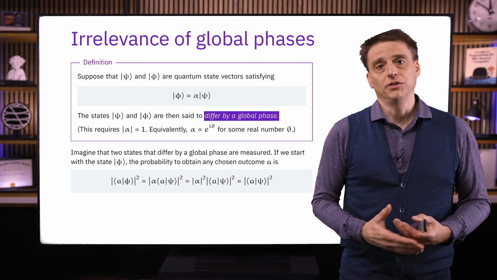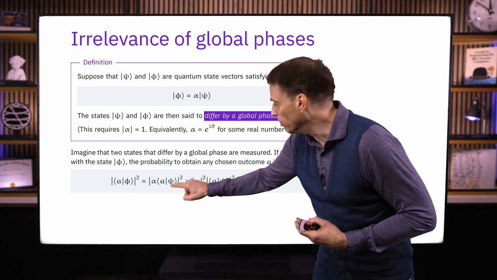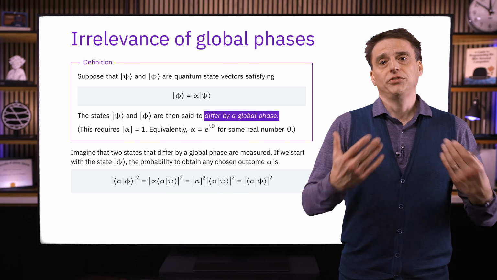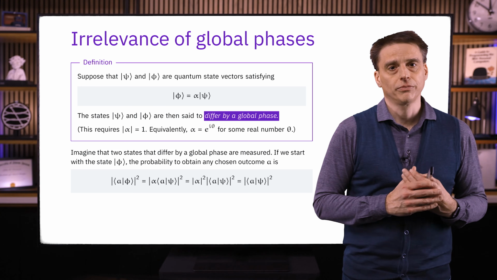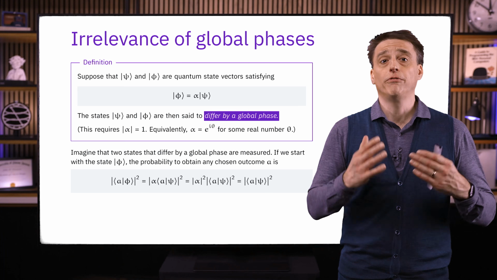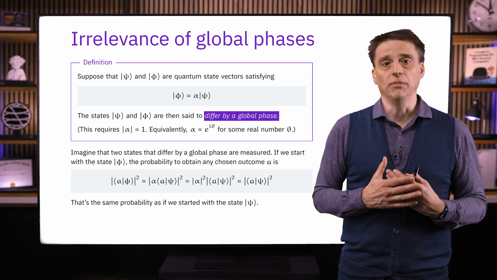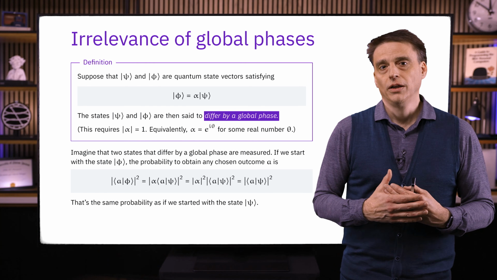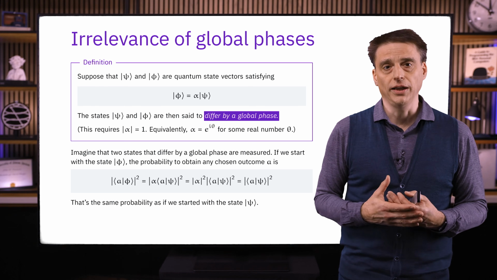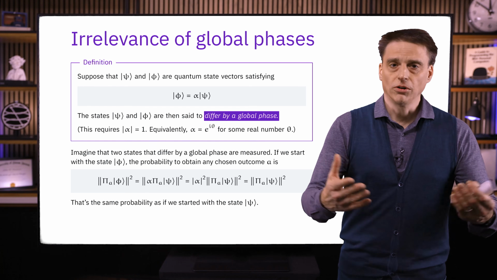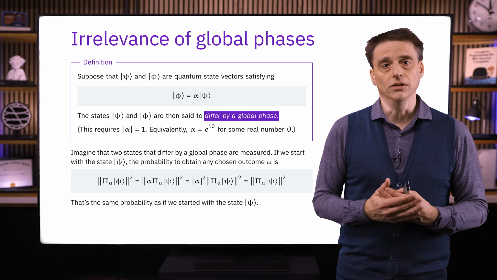And if we substitute alpha times psi for phi, which we can do because we're assuming that they're equal, we obtain this probability. And if we simplify using the fact that alpha lies in the complex unit circle, we obtain this probability. Remember that this is the probability that measuring phi gives the outcome A, but now we see that this is exactly the same as the probability that measuring psi gives the outcome A. So there's absolutely no difference whatsoever in the probabilities of different outcomes for the two states. A similar argument tells us more generally that for any projective measurement, the probabilities are again identical.